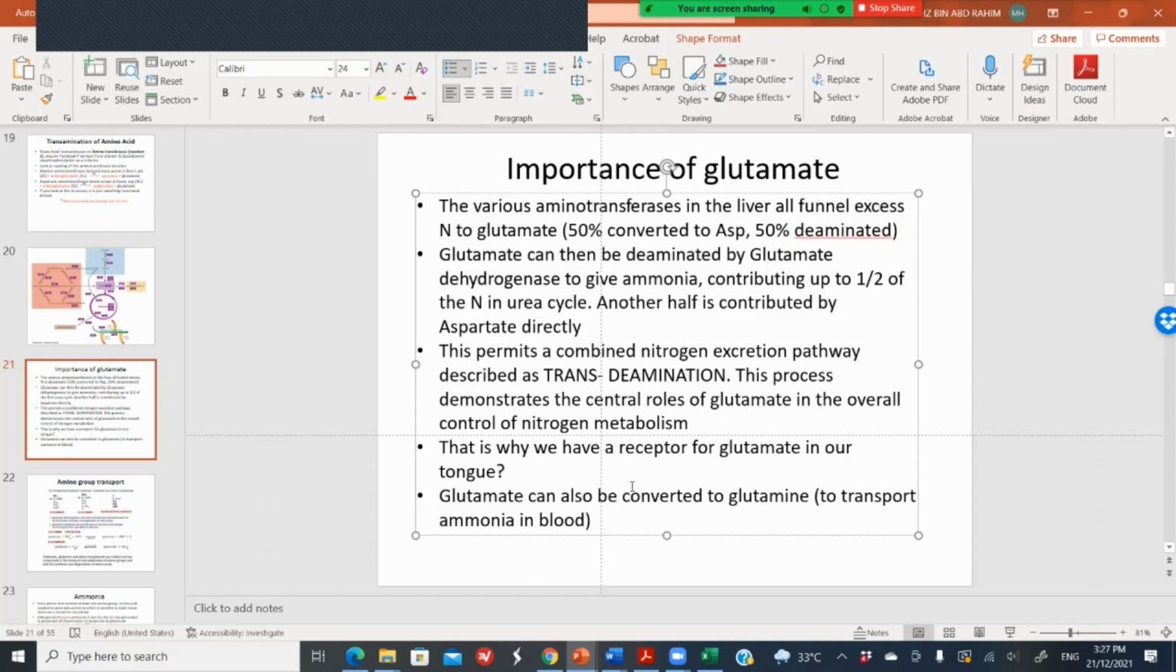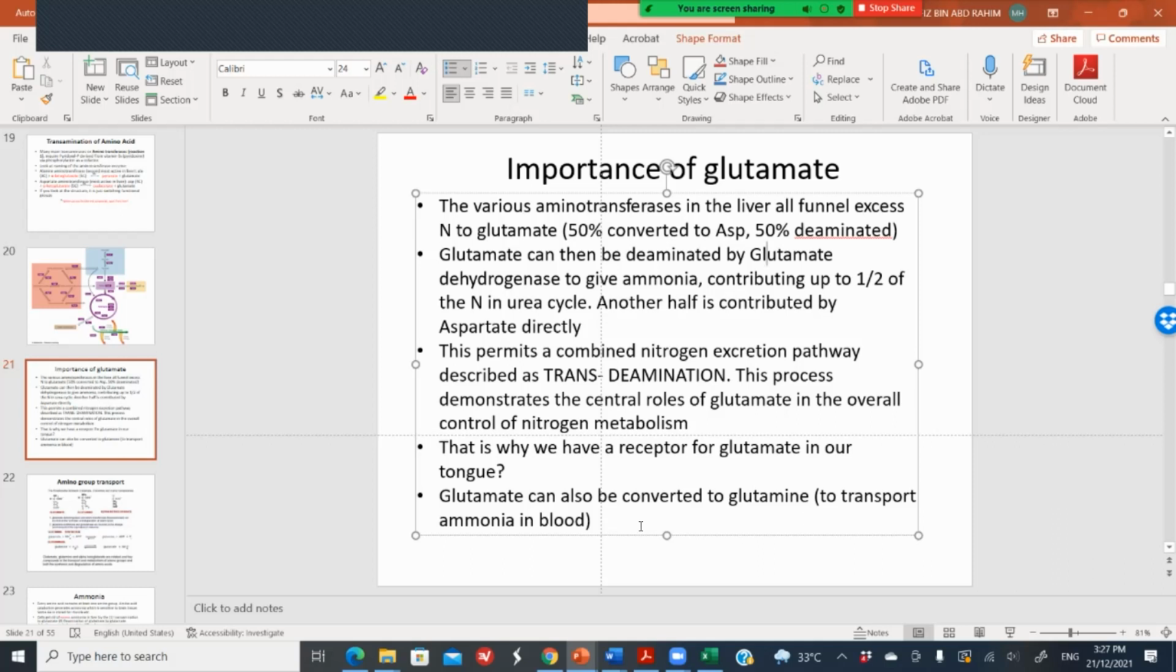So that is why we have a receptor for glutamate in our tongue, because glutamate is very important in the body. Glutamate can also be converted to glutamine, another kind of amino acid. Glutamate ni dia ada satu nitrogen je, tapi glutamine ni dia ada dua. That's why it can act as a storage of nitrogen. Okay, and one of the primary functions is to transport ammonia in the blood lah.